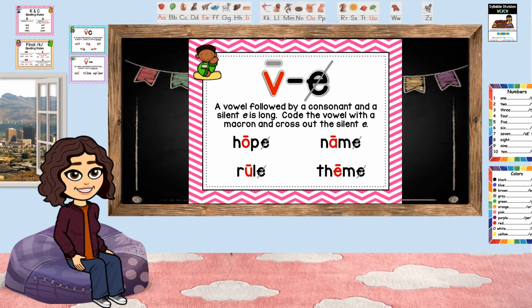We have been talking about sneaky E. This rule says that a vowel followed by a consonant and a sneaky E is long. And so we code it with a macron and we cross out the E. Remember, because the sneaky E sneaks up on the vowel and makes it say its name.